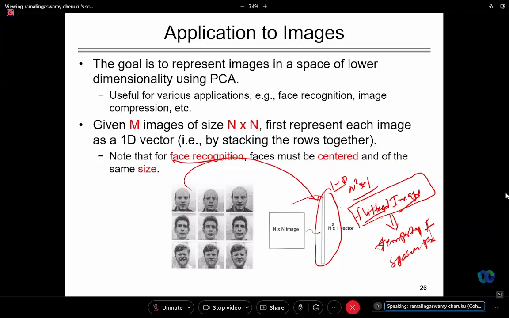Note that for face recognition, faces must be centered and of the same size. This is very important because the faces always have to be centrally located in all the images. This is one of the limitations if you want to use PCA for this purpose. The faces must be centered and of the same size. This is one limitation.